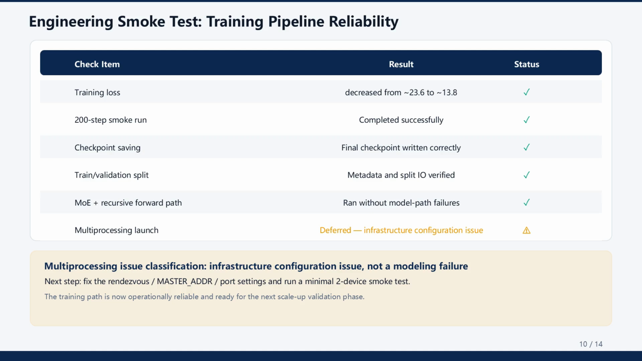Engineering smoke test. Training loss dropped from 23.6 to 13.8, the 200-step smoke run succeeded, checkpoints were saved correctly, and MoE plus recursive forward ran without failure. Multiprocessing launch was deferred, an infrastructure configuration issue, but it does not affect model-level reliability validation.